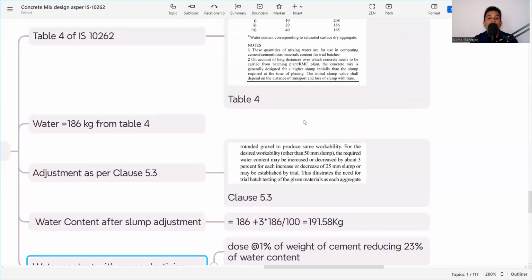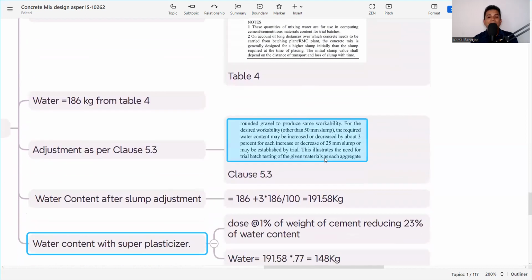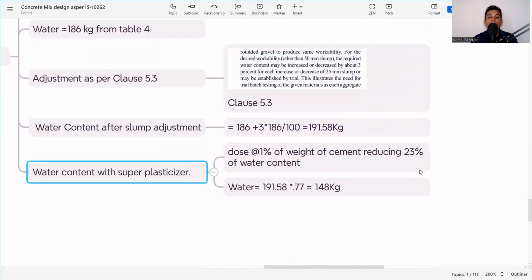So what will be the minimum, the actual corrected water? First, we choose the water from the table, it is 186. Then we corrected it as per the slump. Now we need to correct it as per the use of the admixture. Now we are saying that 23% water can be reduced. So water will be 191.58 into 0.77, which is 148 kg. So now I have found my water content: in 1 cubic meter, 148 kg of water can be used.